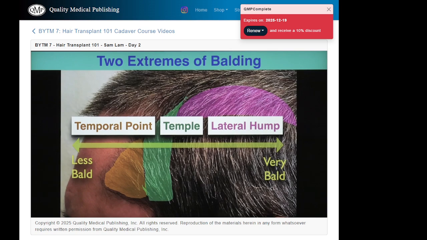Lateral humps are on the opposite side of the spectrum. If someone is extremely bald, their lateral humps start to drop. So what's the definition of a 6 to a 7? Norwood 6 to Norwood 7 is basically a dropping hump. When that hump drops down, that is the definition from a 6 to a 7. The lateral hump is that upside down bowl, and we'll talk more specifically as we go.